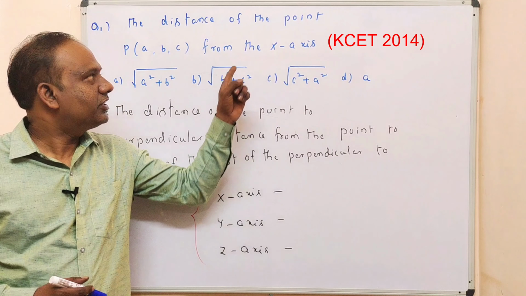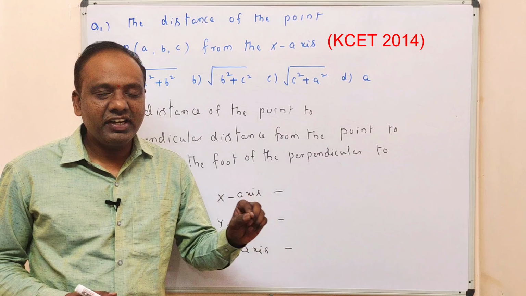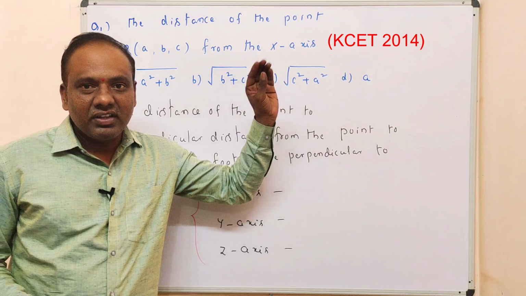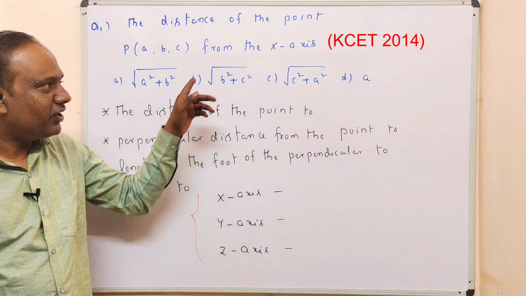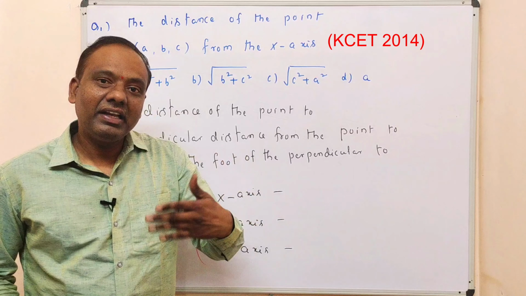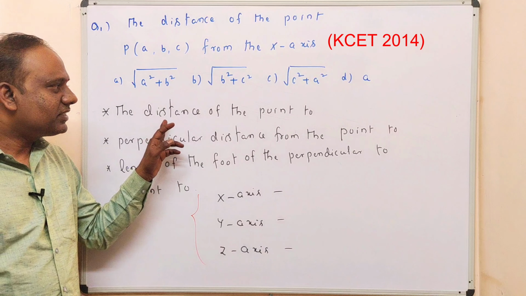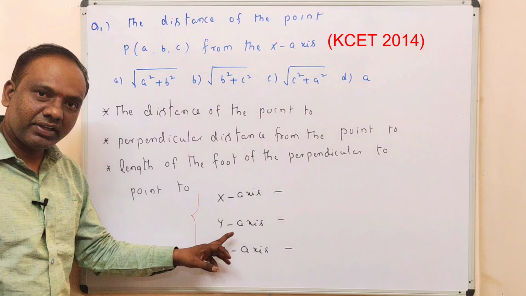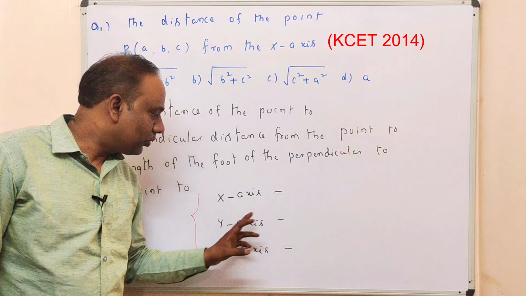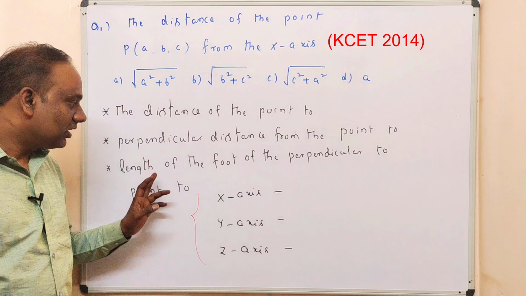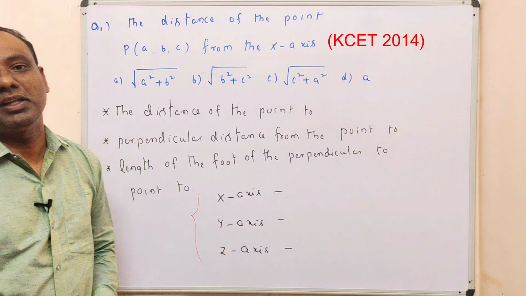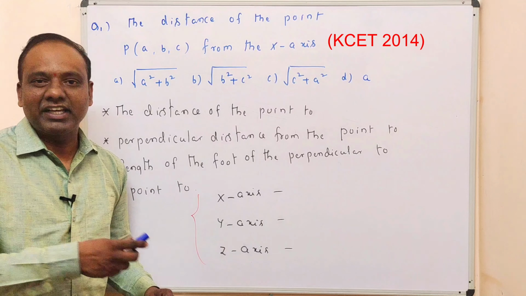Now this question was asked in CET 2014. This question is asked in another 3 ways also. The question is asked in different ways, but the formula is the same. First of all, the distance of the point to the x-axis, y-axis or z-axis. Or the perpendicular distance of the point to the x-axis, y-axis or z-axis. Or if they ask the length of the foot of the perpendicular, the same formula comes. First I'll explain how.